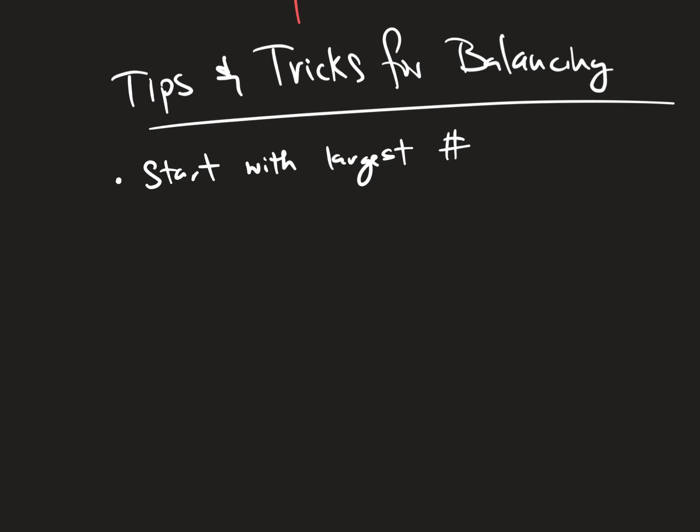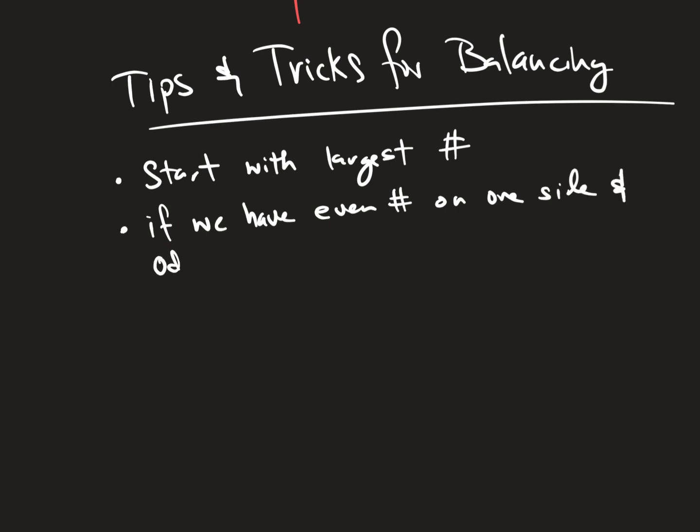Okay. Another one that we did already: if we have an even number on one side and an odd number on the other side, then use least common multiple. You understand least common multiple? Smallest number both numbers go into evenly. Okay.